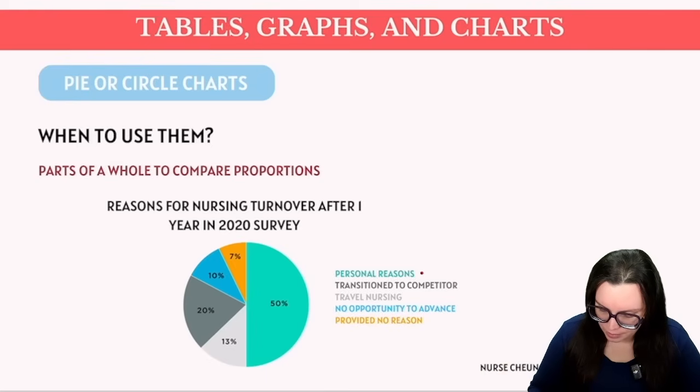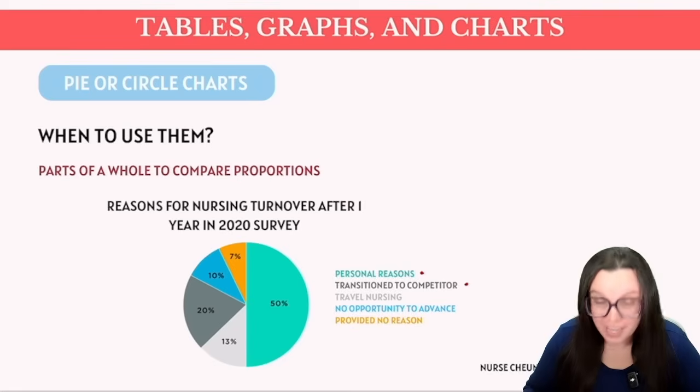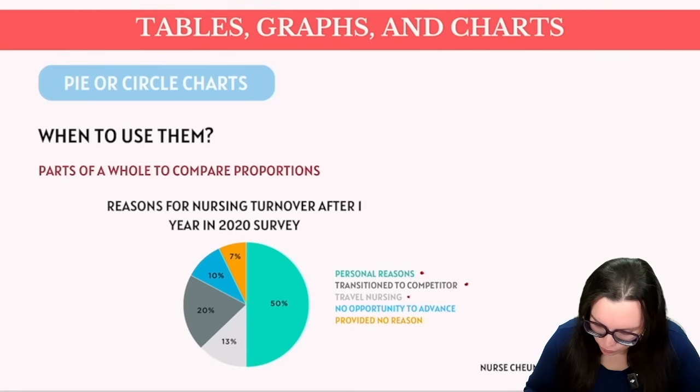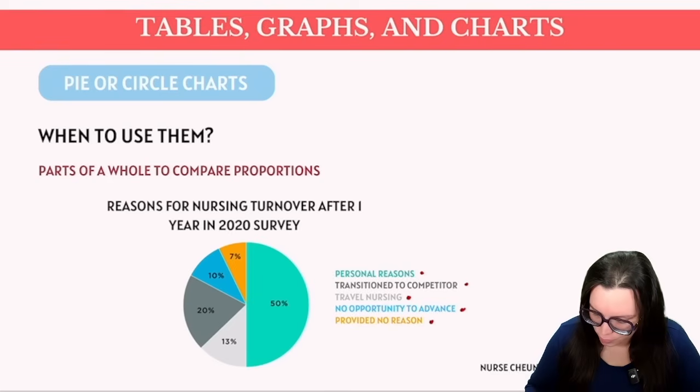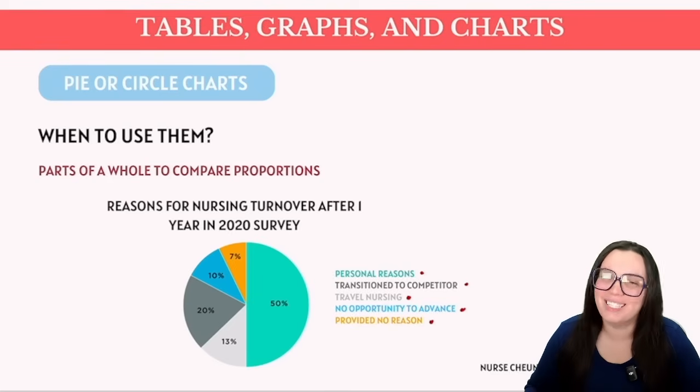So for example, people leaving for personal reasons was about 50%. Those who transitioned to a competitor was about 20%. Travel nursing was about 13%. No opportunity to advance was 10%. And then lastly, those individuals who did not provide a reason was 7%.